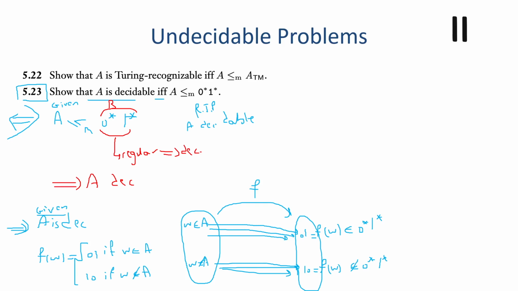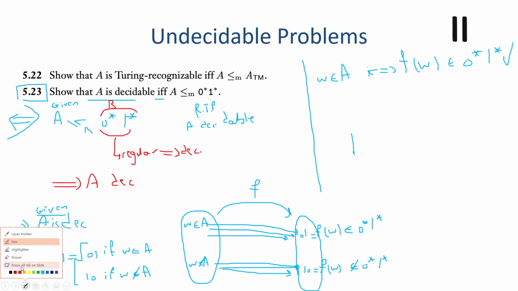Is it computable? We need to prove two things. We need to prove that W belongs to A if and only if, that's equivalent, f of W belongs to 0 star, 1 star. Did we do this? Yes, by construction we did this. When something belongs to A, it belongs to 0 star, 1 star, and when it doesn't, it doesn't belong to the other side either. So that's the first thing we did, it's done.